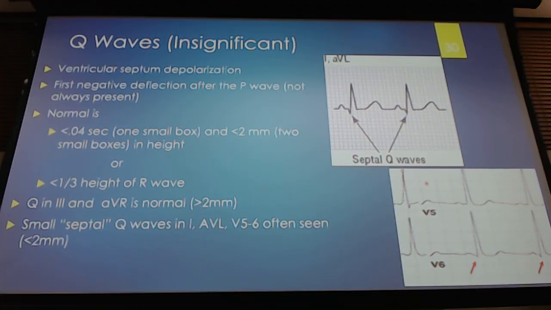Other times, Q waves in lead 3 and AVR. What do we talk about with AVR? AVR can have Q waves, right? Sometimes, but even if it's greater than 2 millimeters, it can be normal in lead 3 and AVR. You can have small septal Q waves in your lateral leads: 1, AVL, V5, V6. Oftentimes those are less than 2 millimeters. So on this top one, we have small septal Q waves. We can see that's only about a box. And then we've got them in 5 and 6 as well, though we only see much in 5. They're just little tiny dips that go down, little small Q waves. Nothing to worry about with those.